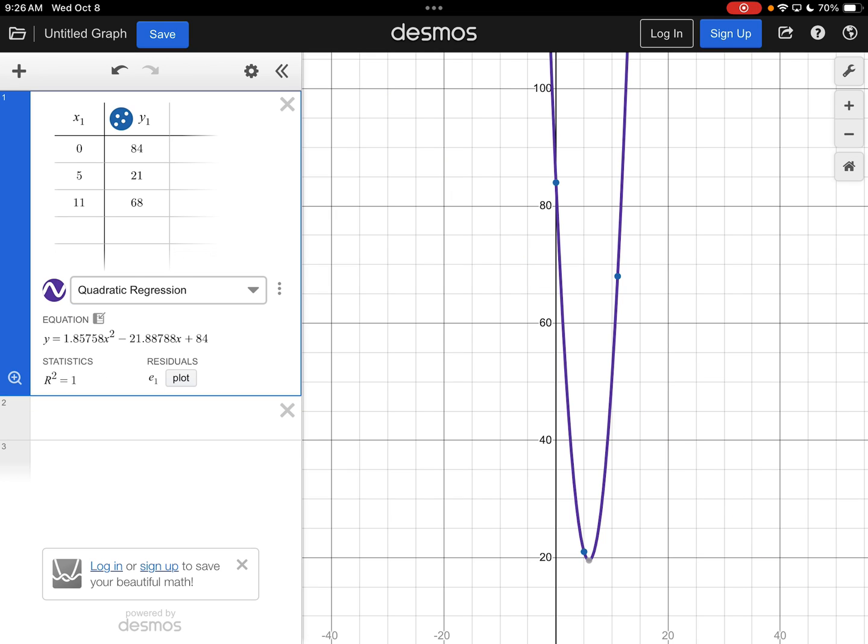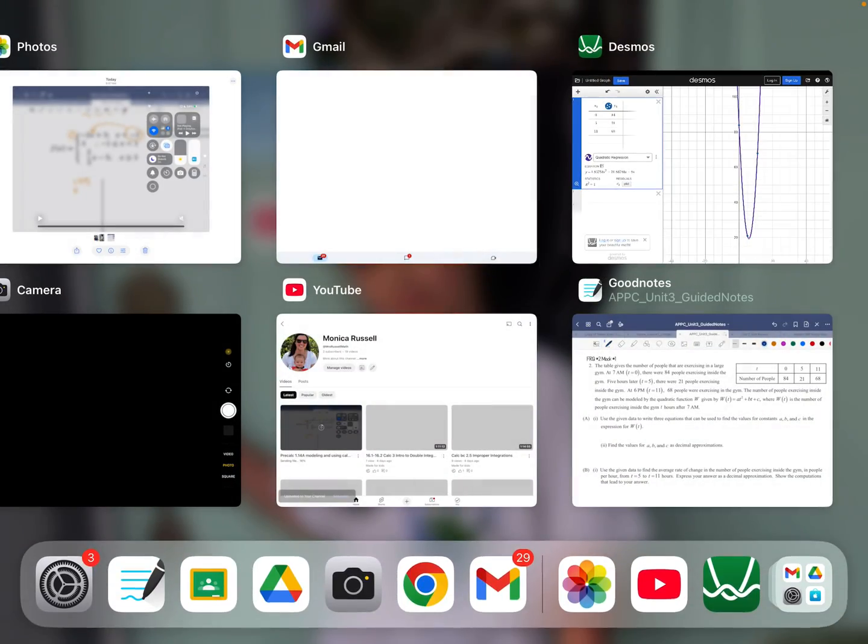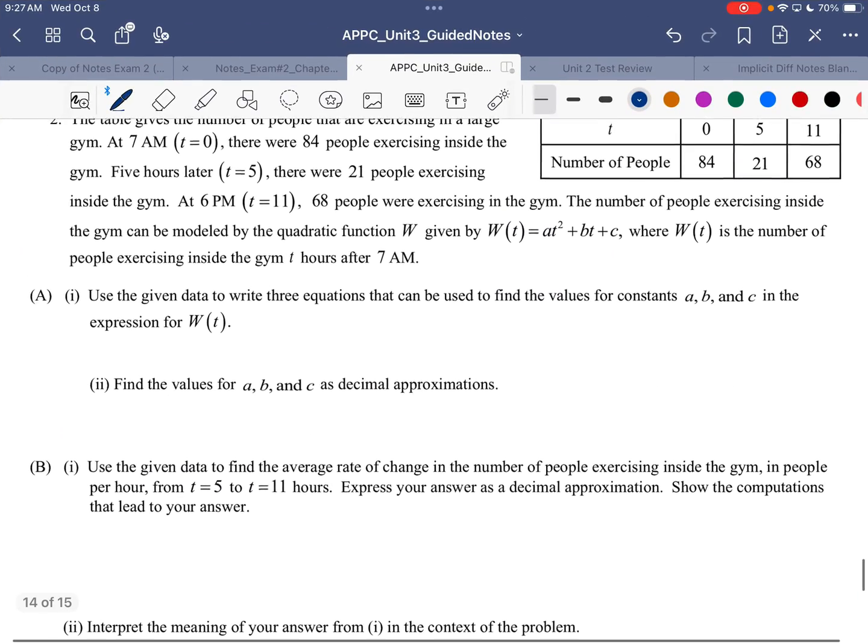We got a drop-down menu, go to quadratic. Look, R squared is exactly 1. This is a perfect model for these 3 points. It is going through all 3 of them beautifully. Okay, so there's your equation. A was 1.858, B is negative 21.888, C is 84. Oh, because it made the equation for us. So we have A, B, and C.